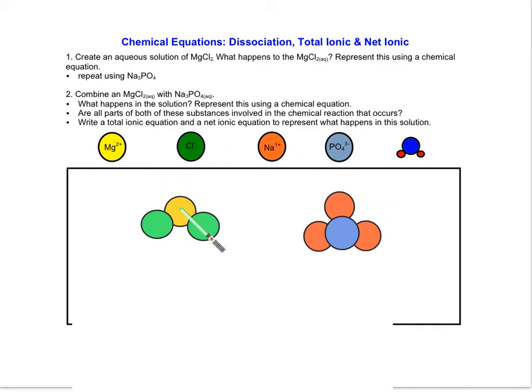And so here we've got an Mg2+ ion and two Cl- ions. So this is what MgCl2 would look like in solid form, and this is what Na3PO4 would look like in solid form. But here we're asked to create an aqueous solution of MgCl2. And so it's important to recognize that MgCl2 is an ionic compound. It is going to dissociate into its component ions. And so you're going to be left with one Mg2+ ion and two Cl- ions in the solution. And we can represent that using a dissociation equation.